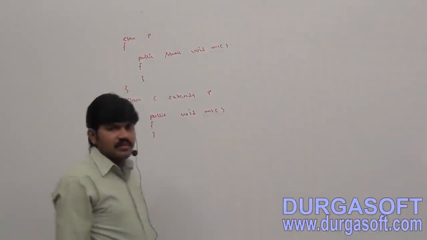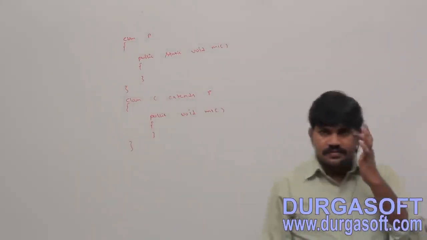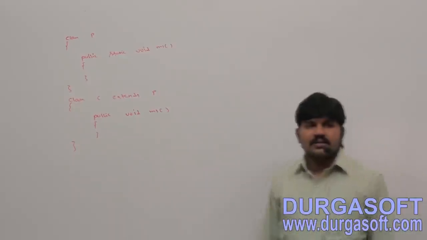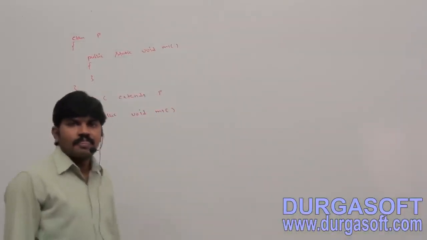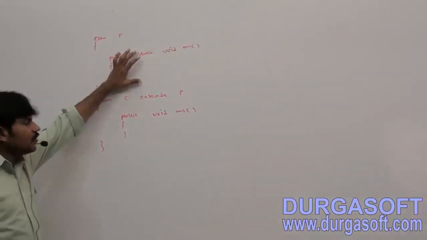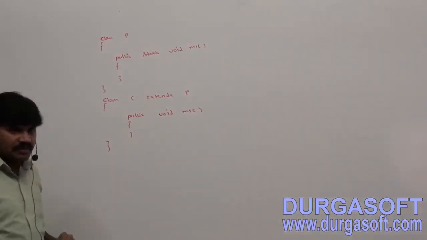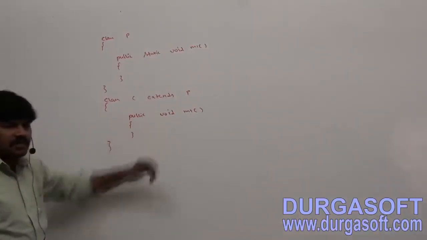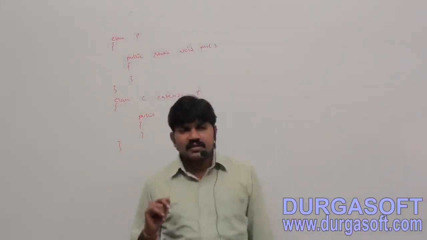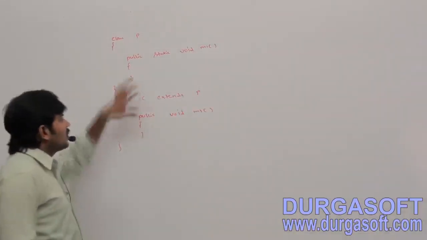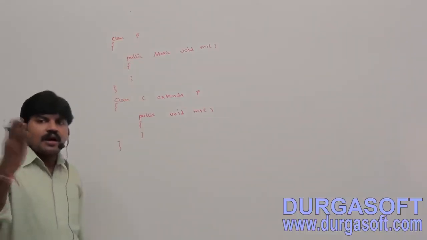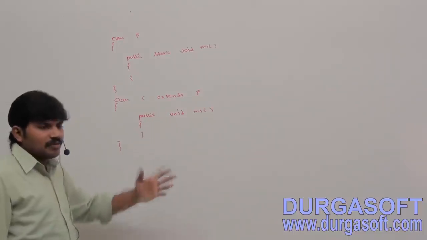Is it valid overriding or not? Make sure, a static method we are trying to override as a non-static. If we try this, immediately the compiler is going to give an error. What is the reason? A static method means a class level method. An instance method means an object level method. How can you override a class level method with an object level method?